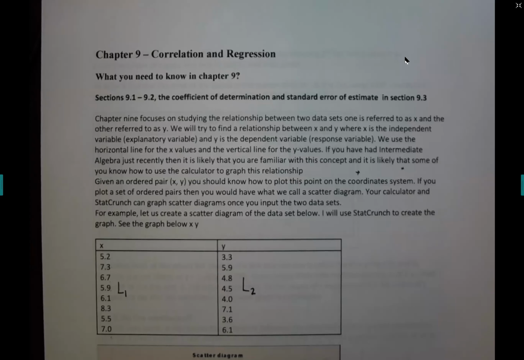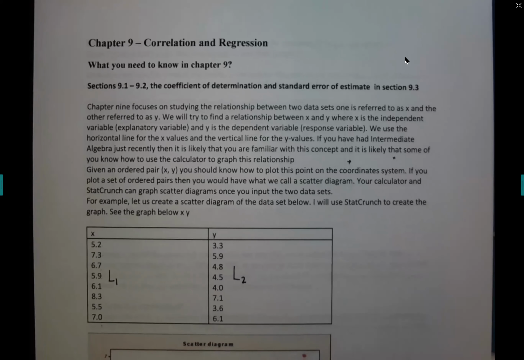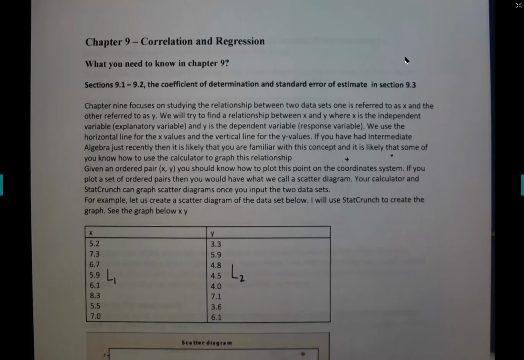All right, so any questions before I proceed to chapter 9, guys? All right. I'm assuming that all of you have intermediate algebra background.